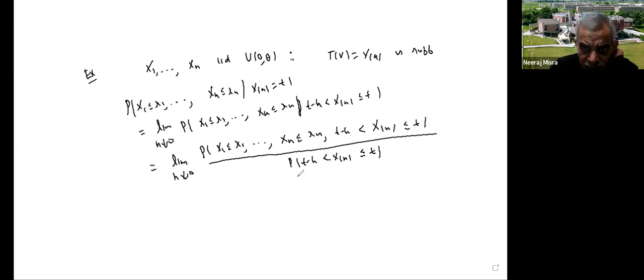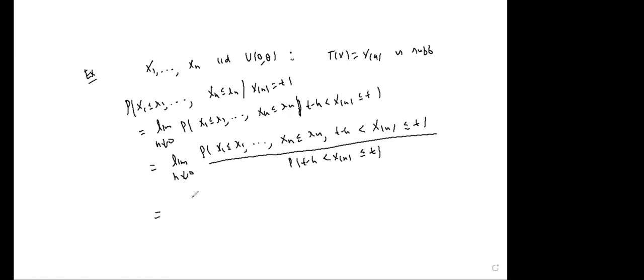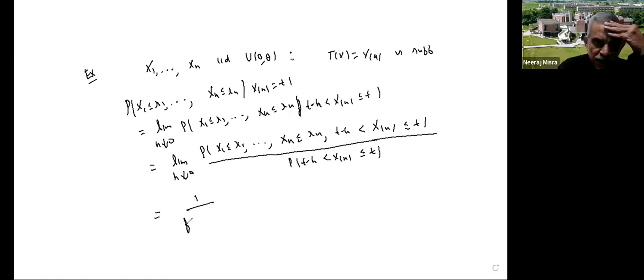Now note that if I divide the denominator by h and I take the limit h going to 0, what do I get? If I divide this quantity by h and take the limit going to 0, that is F of X(n) at t minus F of X(n) at t minus h, by h. That will give me the density of X(n) at the point t, right? So that limit one can easily get. So this is the same as 1 upon f of X(n) at t, because this divided by h, I know the limit, which is f of X(n) at t.